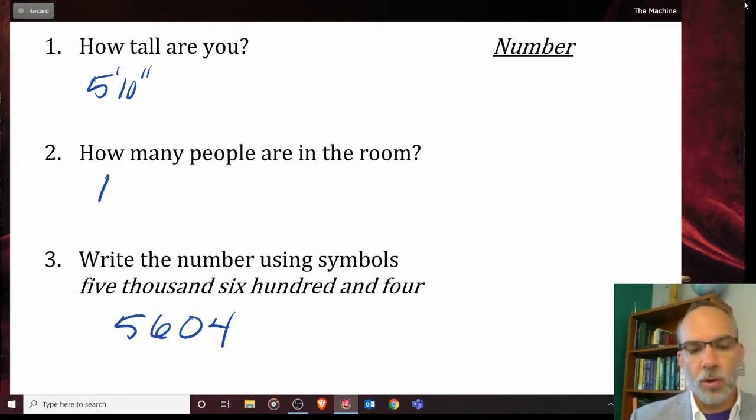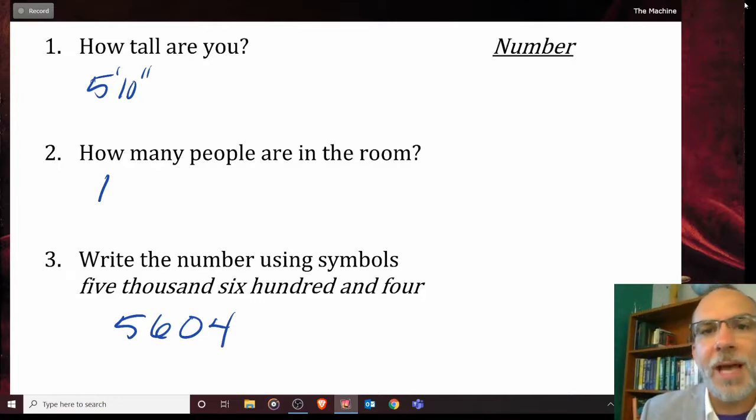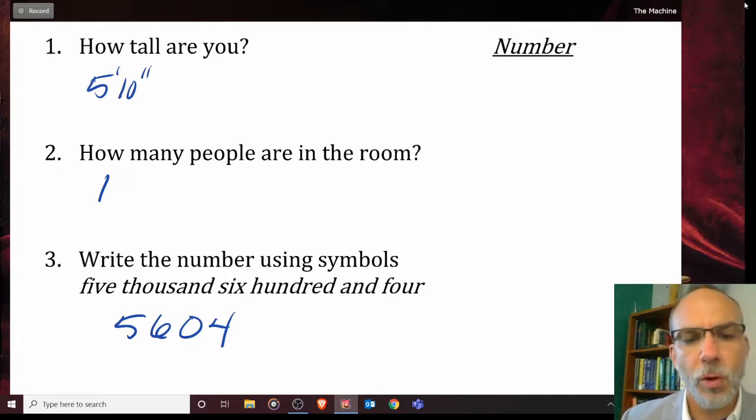How did that work for you? You certainly have a height. Maybe you gave it in centimeters or something like that. How many people are in the room? You certainly can count, right? You can count. And then you wrote the number using Western symbols there. Obviously, we're in English, so we're using the English system here. Let's talk now about what some of these things mean.